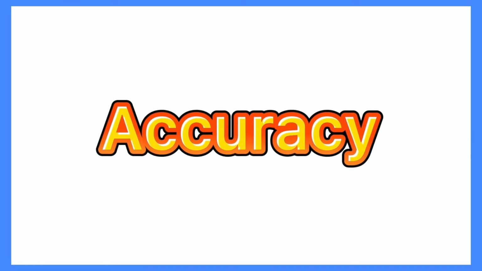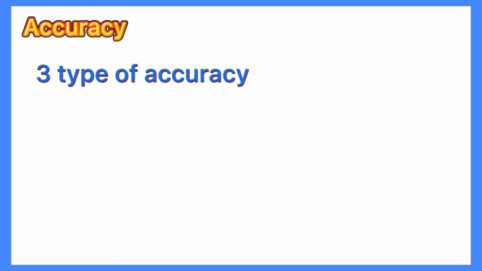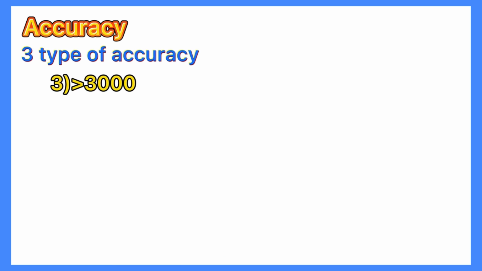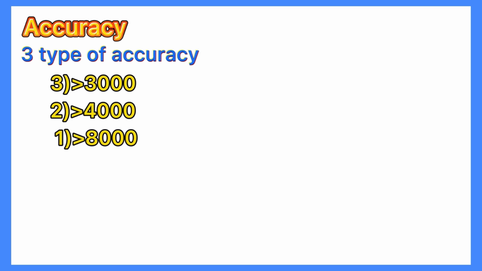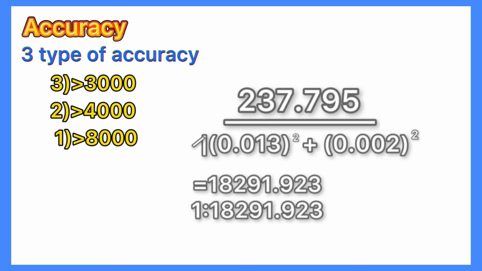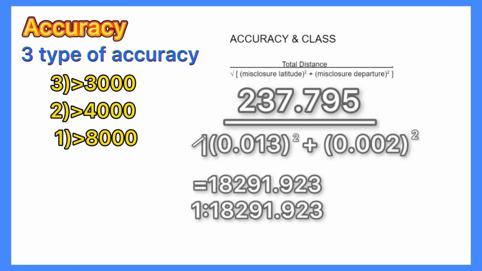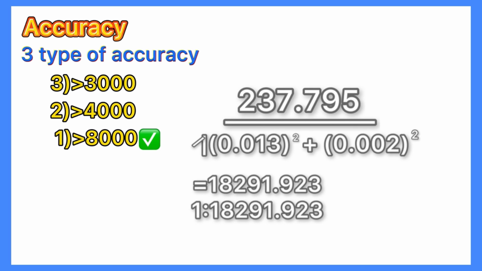Accuracy. During the task, we found out that in surveying, we have 3 types of accuracy. Third class is more than 3000, second class is more than 4000, and first class is more than 8000. After we calculate the accuracy using this formula, we find out that our traverse is in the first class of accuracy.